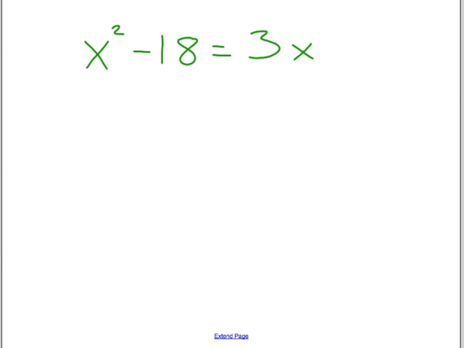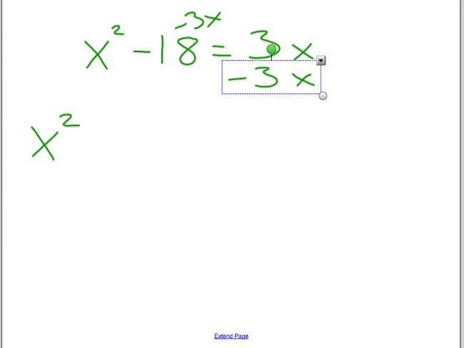Okay, so we have this equation. I'm going to get everything in the equation on the left-hand side. So I need to subtract 3x from both sides, and then subtract 3x from this side also. So what I want to do then is rearrange it so that it looks nice and neat. So x squared minus 3x minus 18 leaves me equal to, what if I took 3x away from there? 0.